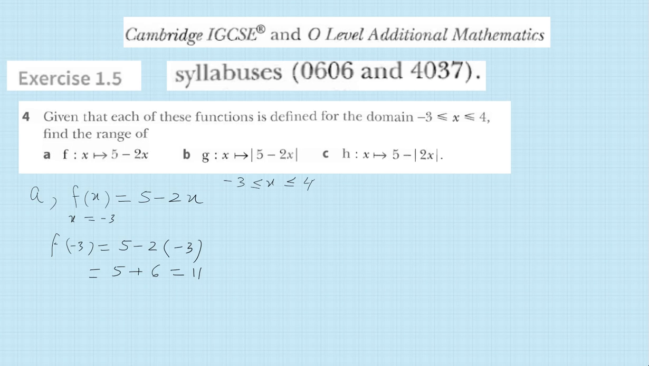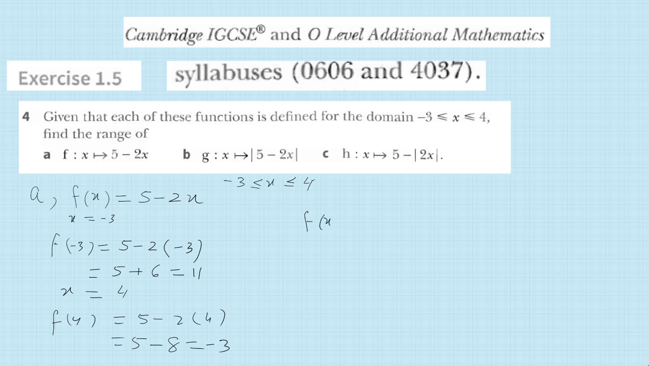Now find the other value. The maximum value of the domain is 4. So we have to put 4 and see what will happen. f of 4 is 5 minus 2 multiplied by 4. 2 times 4 is 8. 5 minus 8 is minus 3.